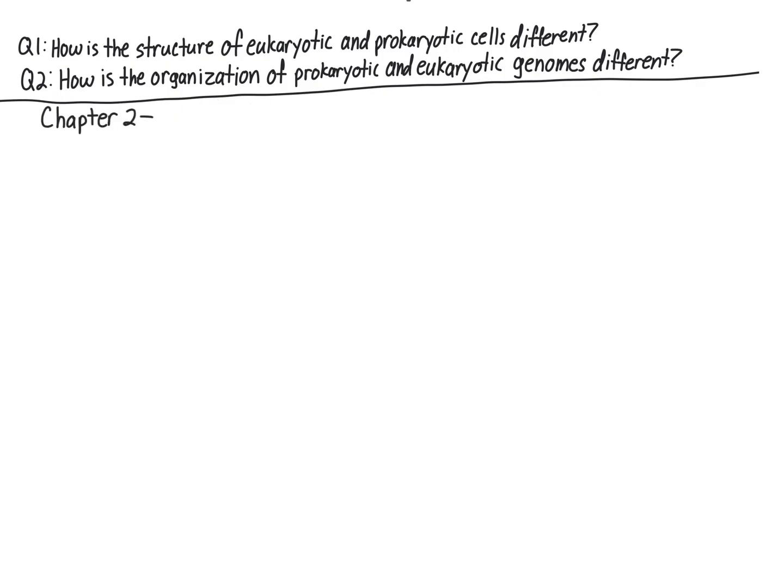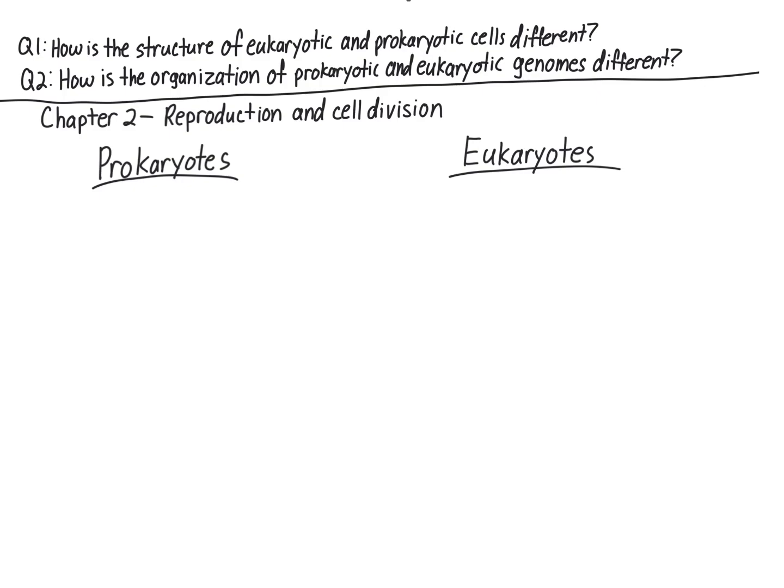Chapter 2 is about reproduction and cell division. How prokaryotes and eukaryotes reproduce is largely determined by the structure of their cells and by the organization of their genomes. So we'll start this video by comparing eukaryotes and prokaryotes.